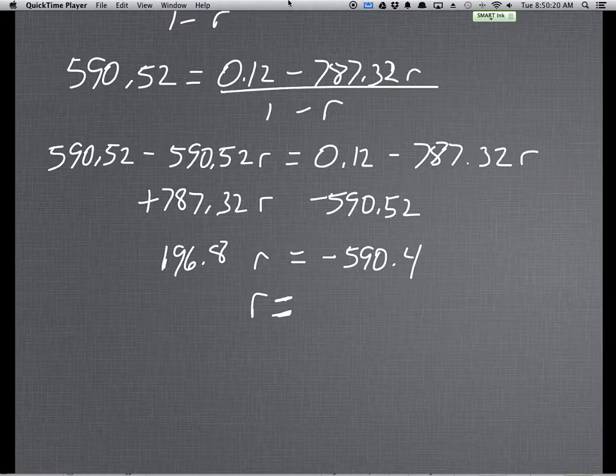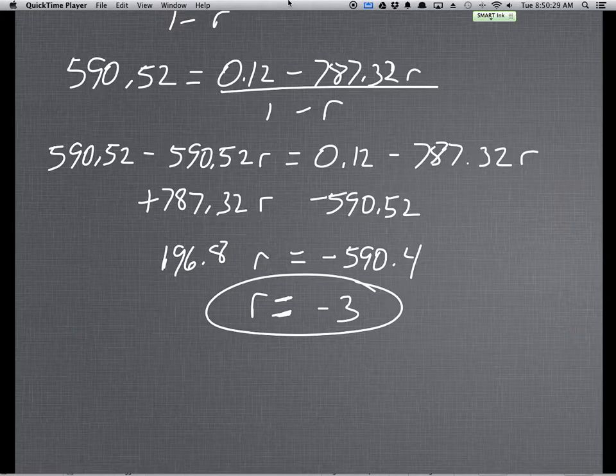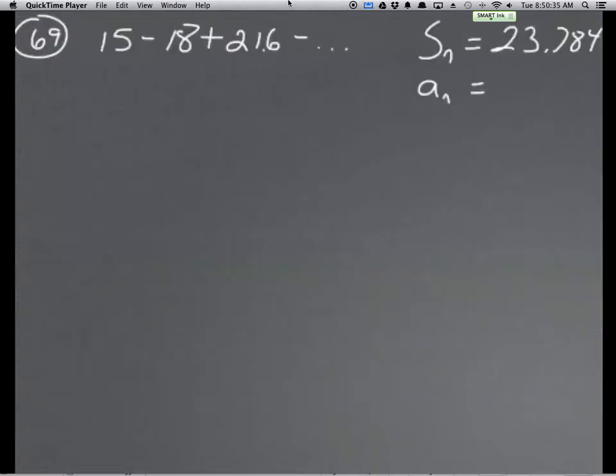Negative 3. So we figured out our r is negative 3. What is r? Negative 3. The common ratio. It's on the board. It's a trick question. Okay, next one.